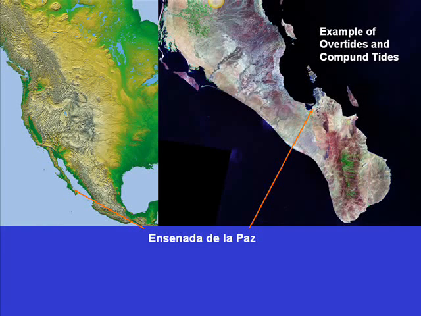Another example that I was mentioning before: a shallow embayment with mixed tides. So we go to the Gulf of California. There's the Baja California Peninsula, and there's a relatively small embayment there. Where's my arrow? There. Small embayment.